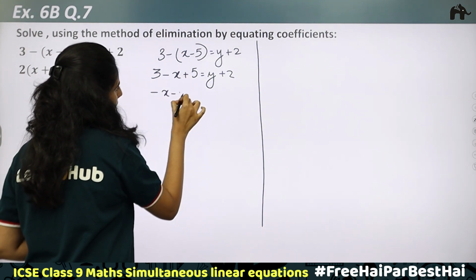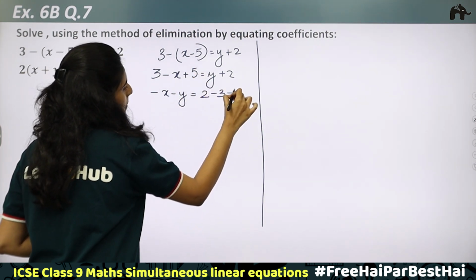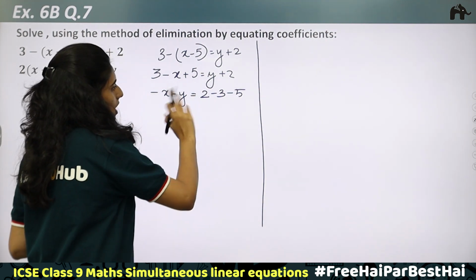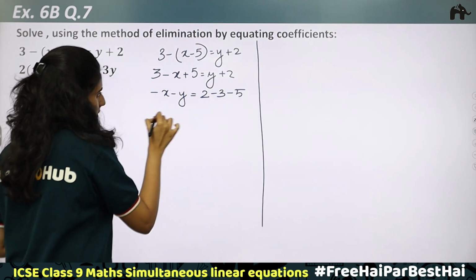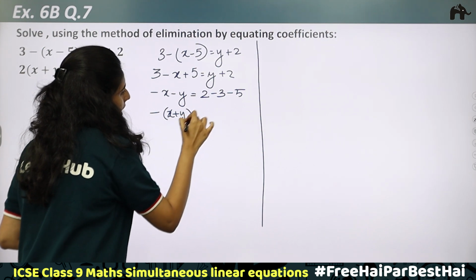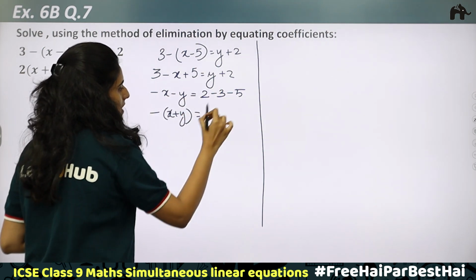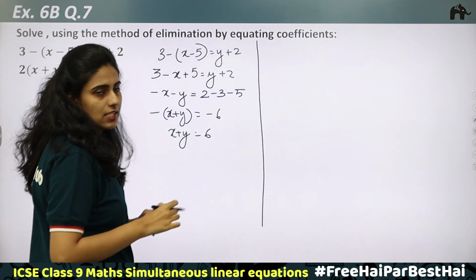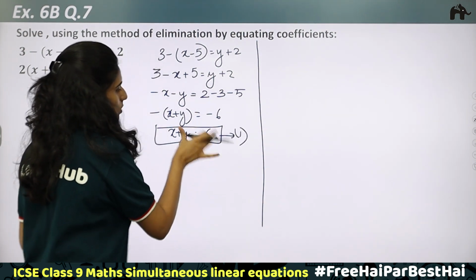Minus x minus y is equal to 2 minus 3 minus 5. Here x and y have been taken to the left hand side, all other terms taken to the right hand side. Negative sign taken out. Minus of x plus y is equal to 2 minus 3, which is minus 1, minus 1, minus 5, minus 6. So, x plus y you will be getting 6. Okay. So, this is your first equation. We have made the first equation in this form.